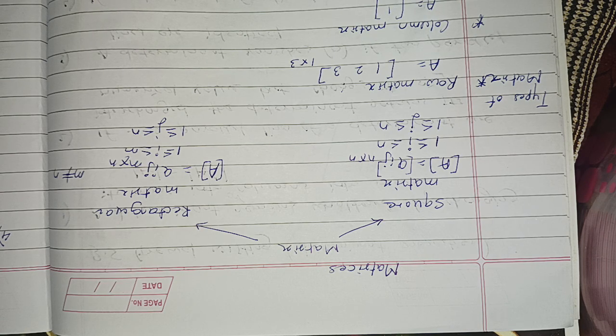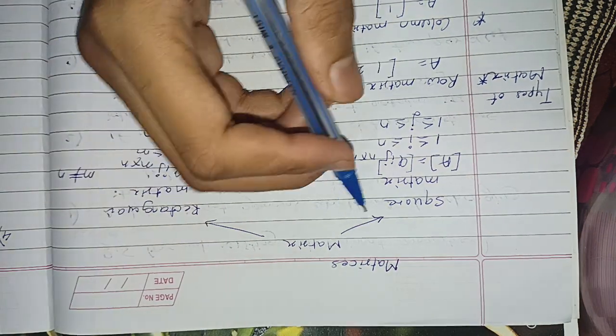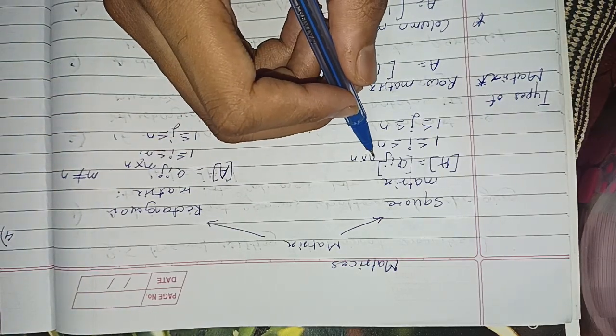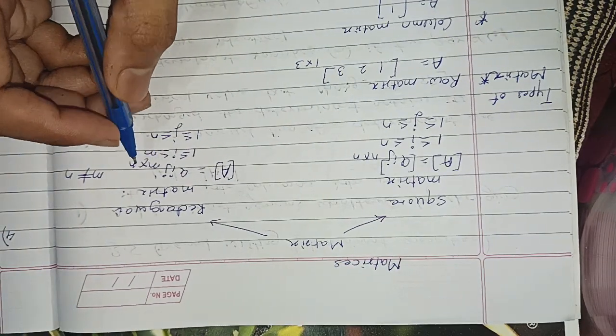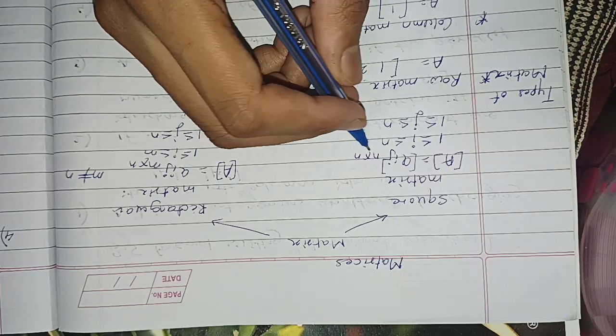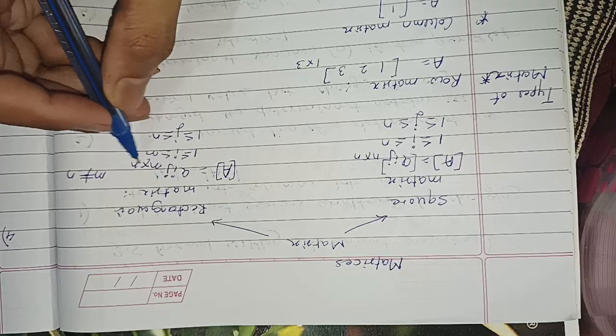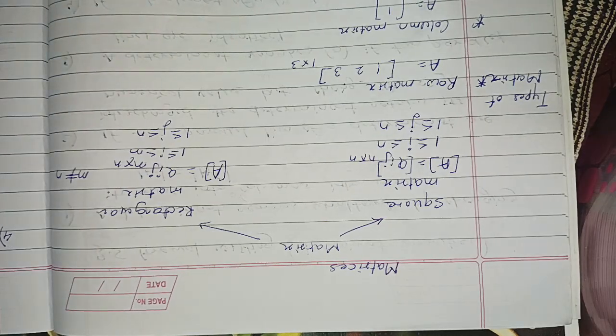So now we'll see matrices. Matrices are of two types: square matrix and rectangular matrix. Here n into n, and here m into n. In a square matrix the number of rows and columns are the same. In a rectangular matrix, the number of rows and columns are different.